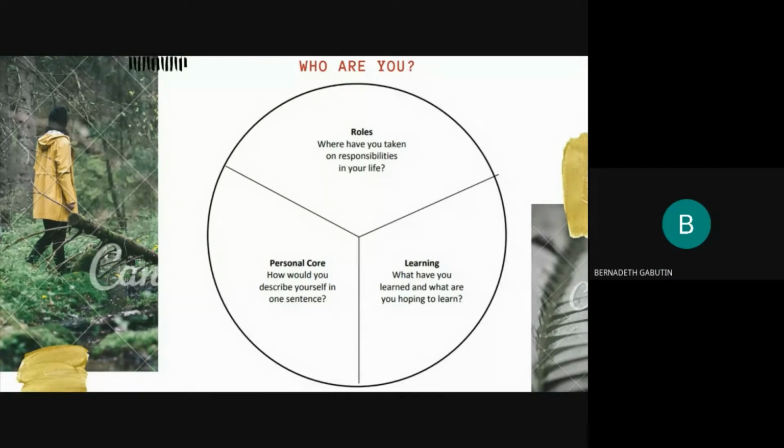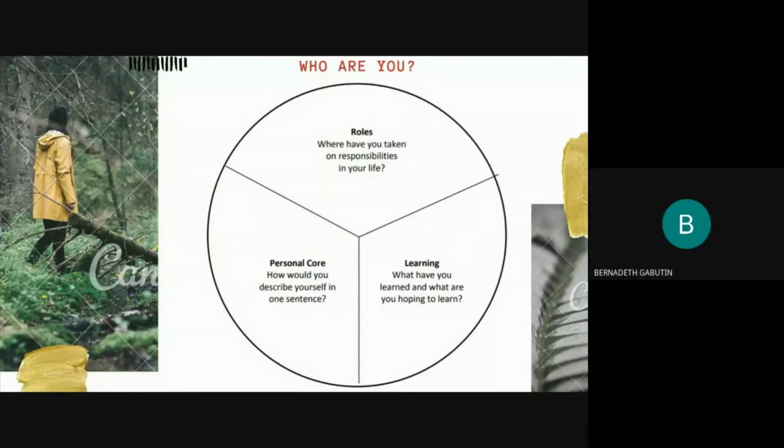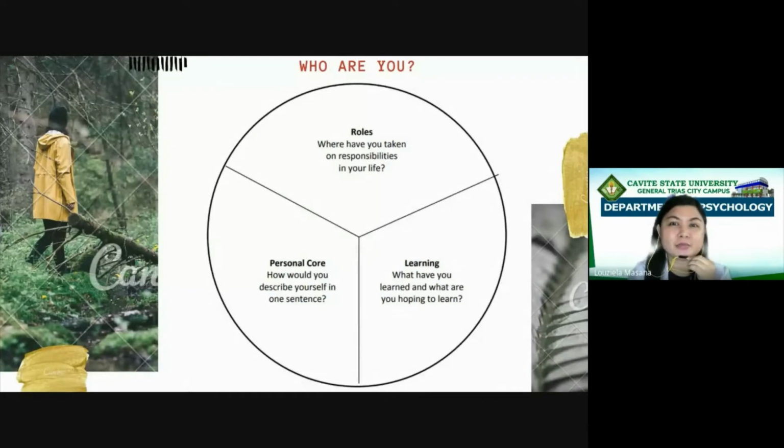Ma'am, sa house po. Kasi po nag-iisa po akong anak. Kaya lahat po ng gawain na kailangan gawin ng isang anak, ako lang po yung gumagawa. Oh, only child pala si Bernadette. So, ang laki ng responsibility mo, no? Being an only child, you have to do the household chores, you have to do your assignments sa bahay.